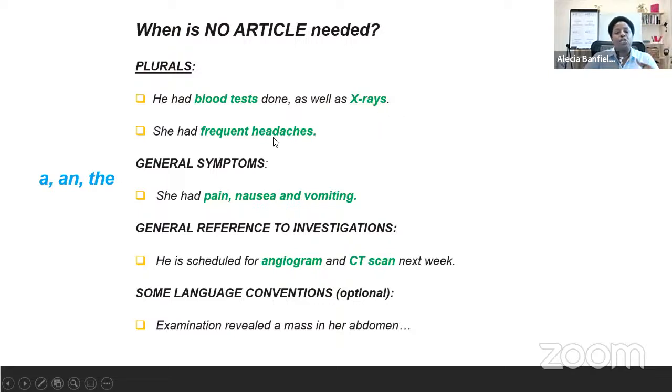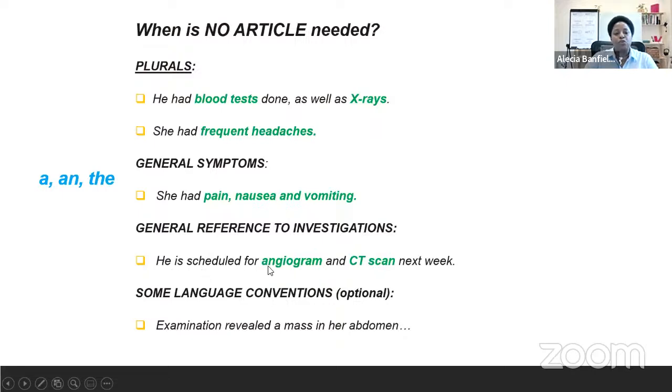Or she had frequent headaches. All right, plural, general reference. But now if we go on to talk about when the headaches happen and what comes before the headaches, then we would put here, the headaches are worse during migraine season or after eating chocolate or cheese or whatever, and so on. Again, general symptoms. She had pain, nausea, and vomiting. General reference to investigations. This is kind of a convention.